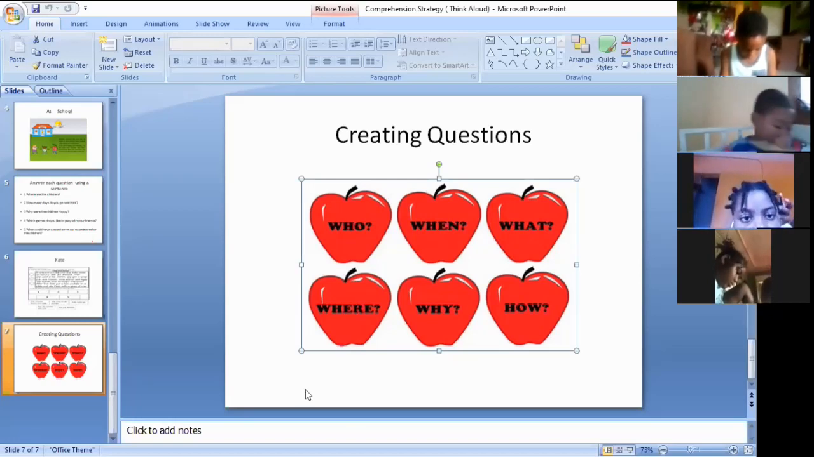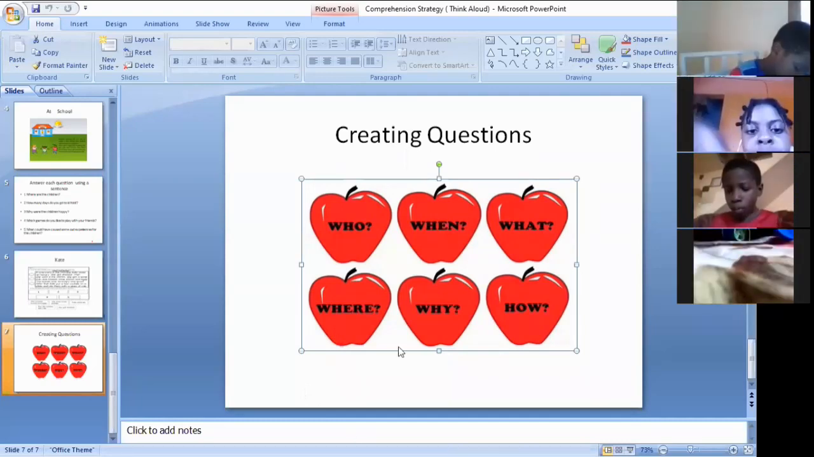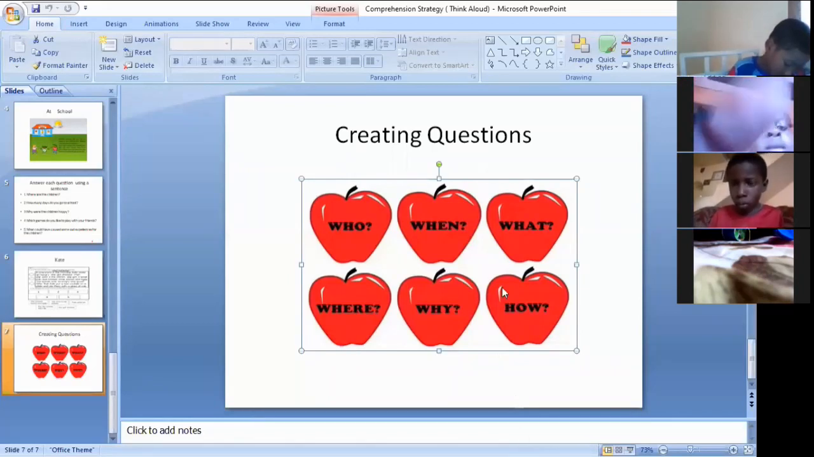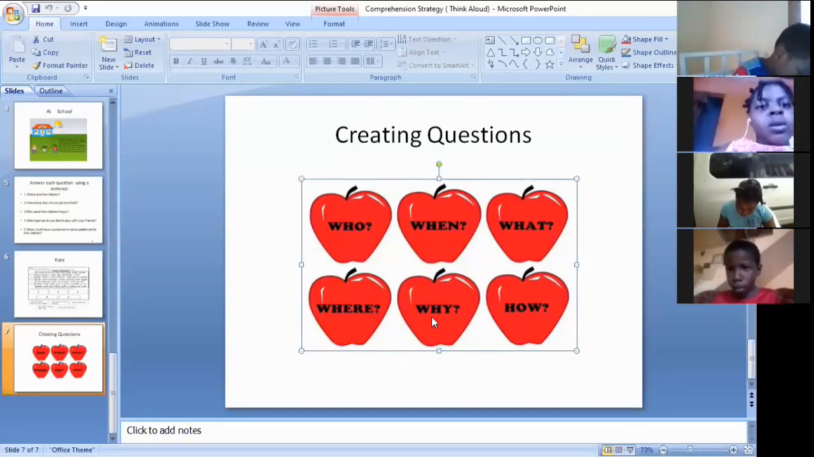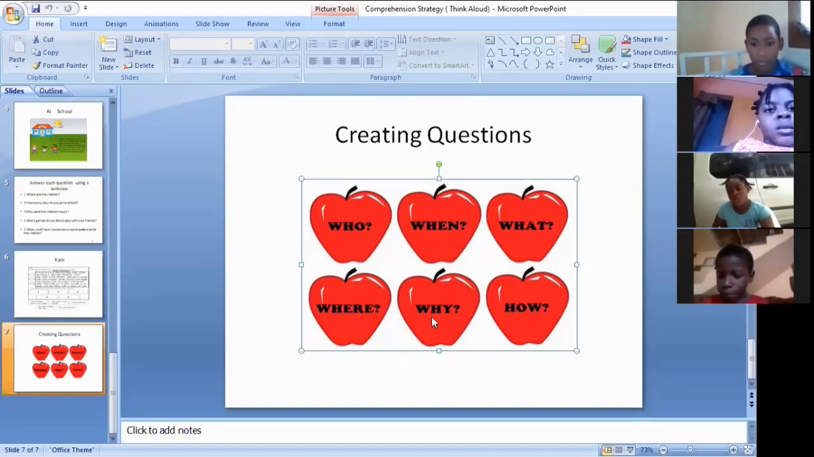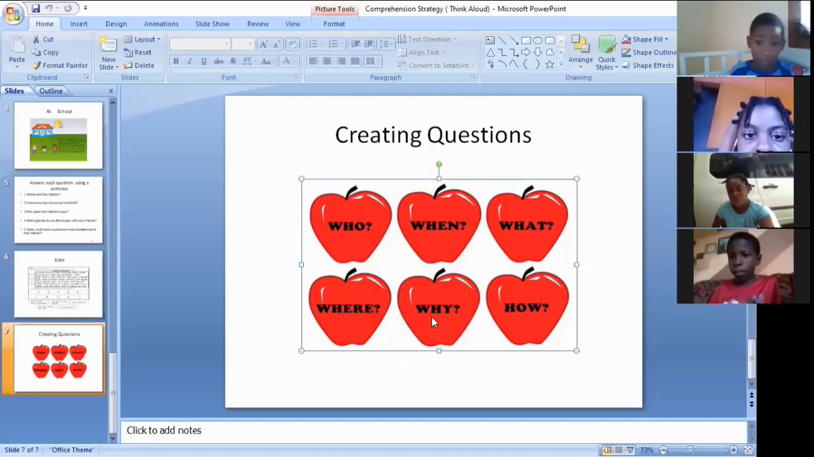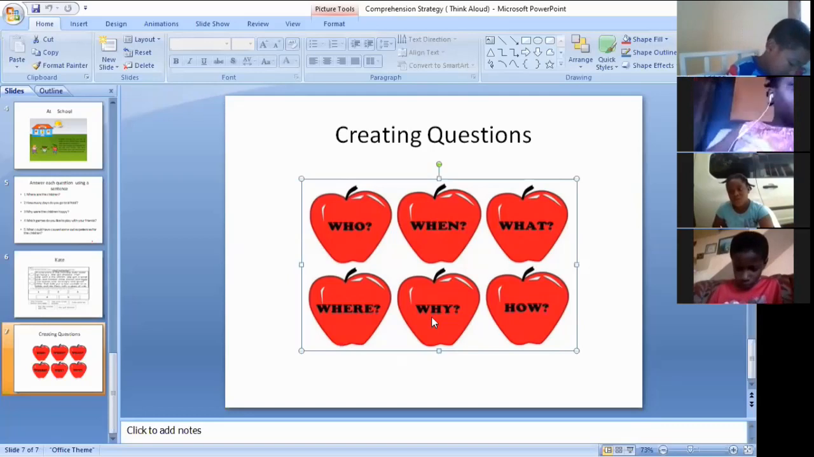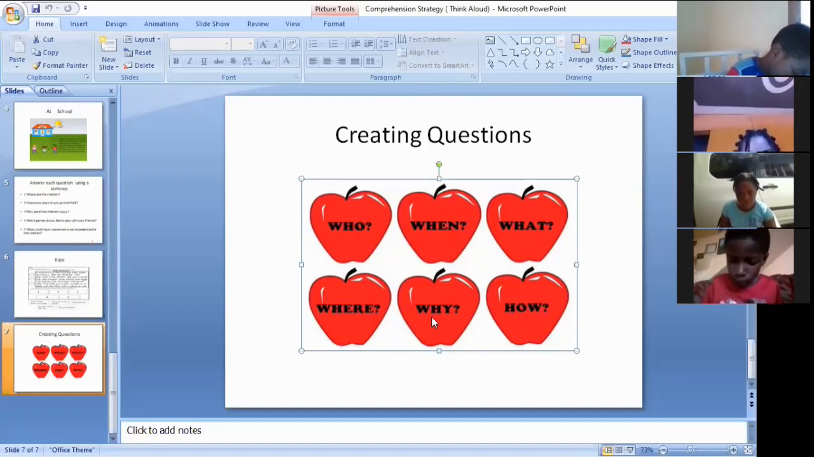Write number 4 now. No, number 4, why? W-H-Y. Number 4, why? That's all you're writing for number 4. Just the why. Then number 5, skip 2 spaces, write number 5. And number 5 is how. How, H-O-W, how.